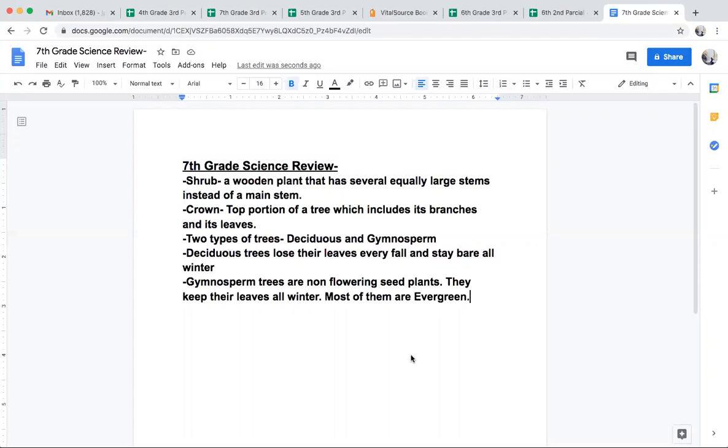All right, so remember we have the two types of trees with deciduous and gymnosperm. Deciduous trees lose their leaves every fall and stay bare all winter. And then gymnosperm trees are non-flowering seed plants, which means they don't have flowers. You know, most of them have like pine cones or something like that, and they keep their leaves all winter. Most of them are evergreen trees, okay?